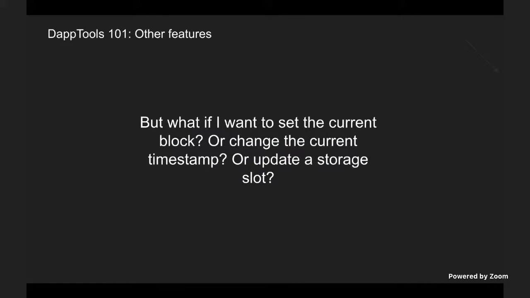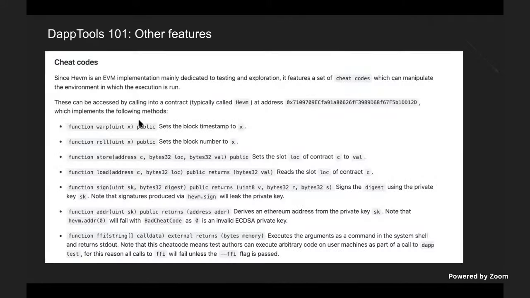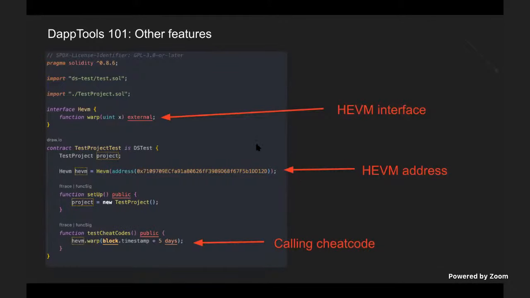What if I want to change the current block, the current timestamp, update a storage slot? Cheat codes. Dapptools has this thing called cheat codes. They're implemented basically as function calls to a special address. There's set block timestamp, set block number, update a storage slot, load from a storage slot, and other crazy stuff. Here's an example of using them.